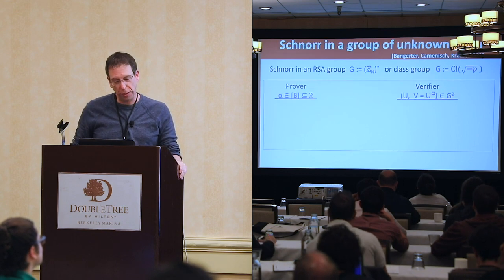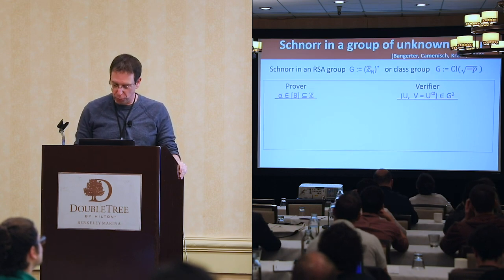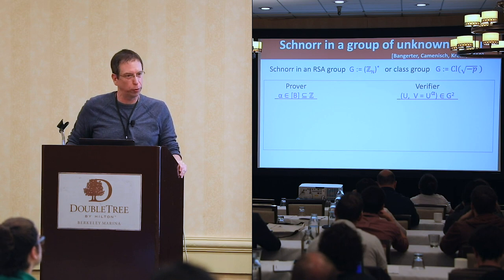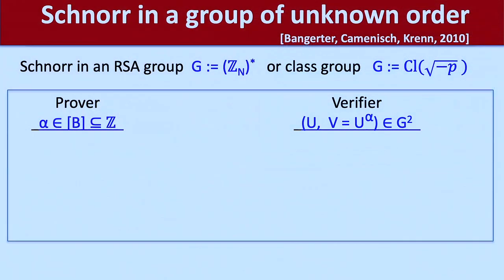The question I want to talk about is what happens when we generalize the Schnorr protocol to other types of groups, in particular groups for which we don't know the order of the group. The verifier does not know the order of the group. Examples are like the RSA group: there's a public modulus n, and nobody knows the factorization of n. So that's an example of a group of unknown order.